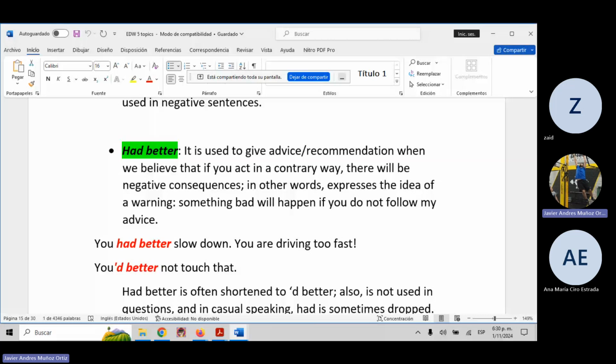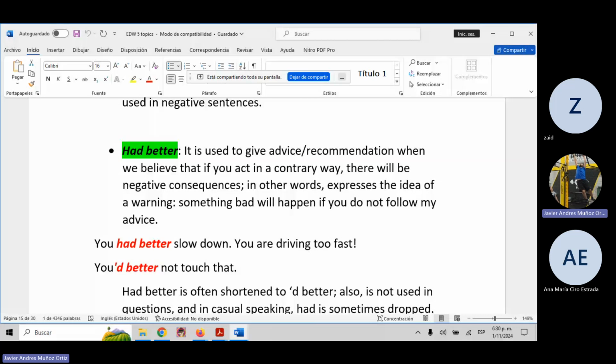For example, you had better slow down. You are driving too fast. And if you keep driving fast, maybe even with the rain, we can crash and we may die. If we continue doing that, something terrible may happen. So this is the idea of using had better. It's a recommendation: if we don't follow the rules, something bad is going to happen to us, to the person performing the action, or to somebody else.